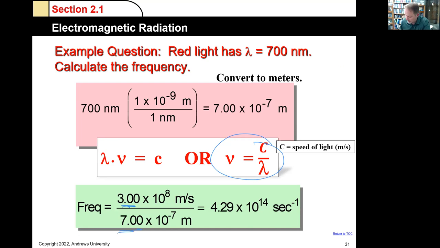And then I can divide the speed of light, meters per second, divided by meters. Now I'll get my meters to cancel out, and I'm left with 1 over seconds for the unit, a hertz. So my calculator tells me 4.29 times 10 to the 14th. So check that out, make sure you're getting that number: speed of light divided by the wavelength in meters. Then you get your answer. Okay, moving on.